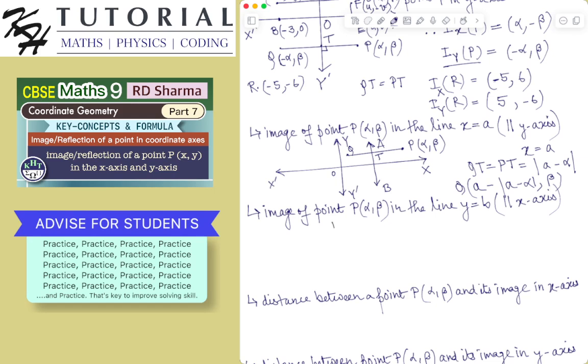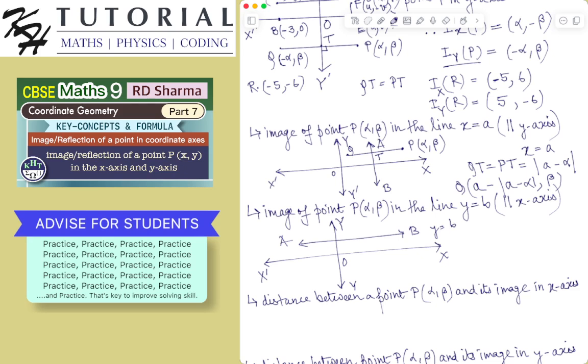So let's say this is the coordinate axes, X'OX and YOY'. Let's say I have a line. This is the line AB, which is parallel to the x-axis. Let's say this is the line y equals b. The equation of this line AB is y equals b.